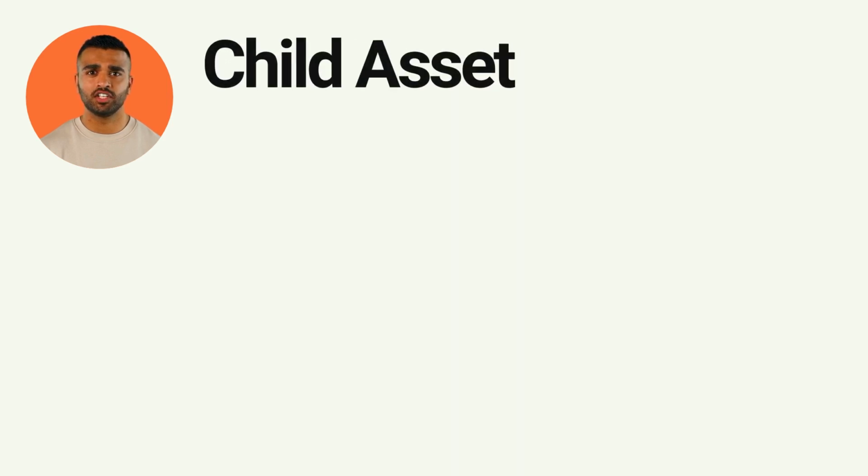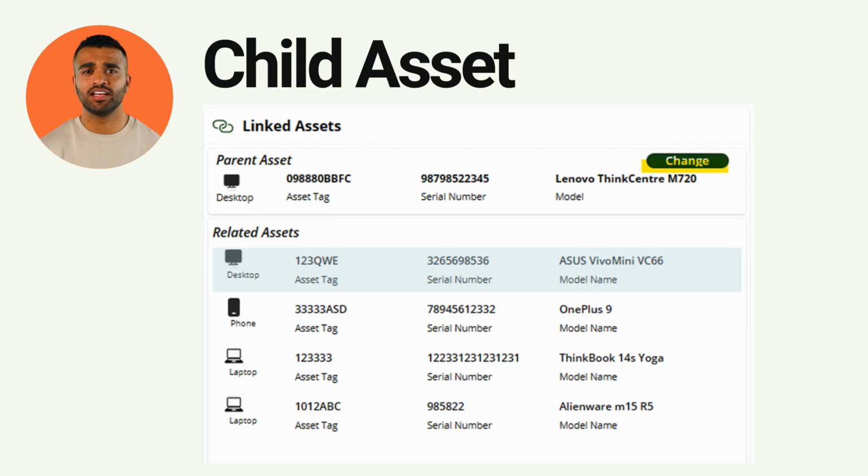Child Asset. For child assets, the parent asset is clearly identified at the top of the page. Additionally, all assets associated with the same parent are listed in the Related Assets section. Users can also modify the parent asset by choosing from a list of all available parent assets in the system.